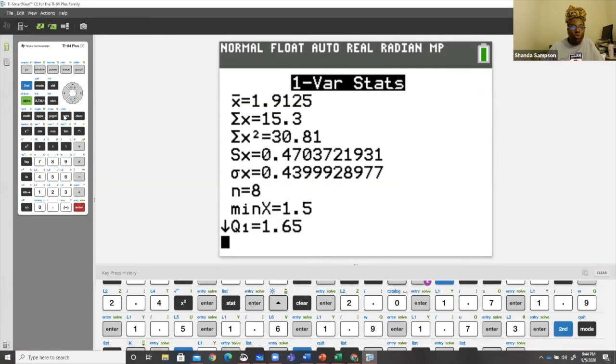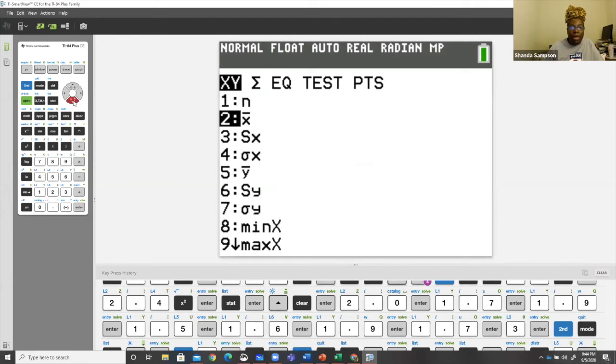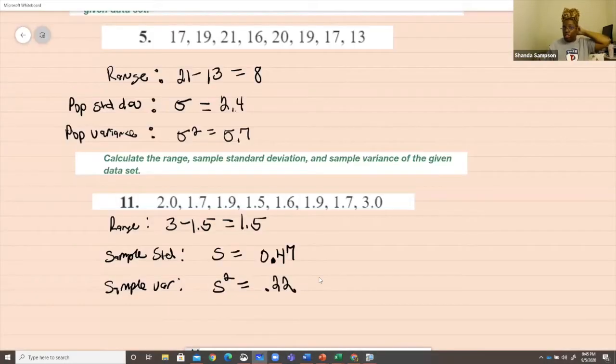We're going to go through the calculator and calculate our sample variance. So that's going to be 0.22. That's about it. The important part is that you're able to read your calculator and round appropriately. The rest of the work is being done by the calculator.